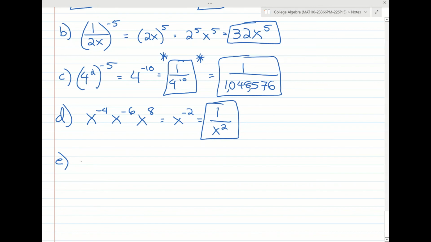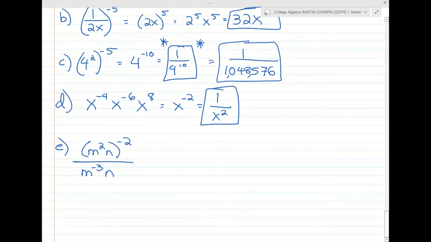What about if we had this? M to the second n to the negative second power, all divided by m to the negative 3rd times n. This one has 3 properties in it.